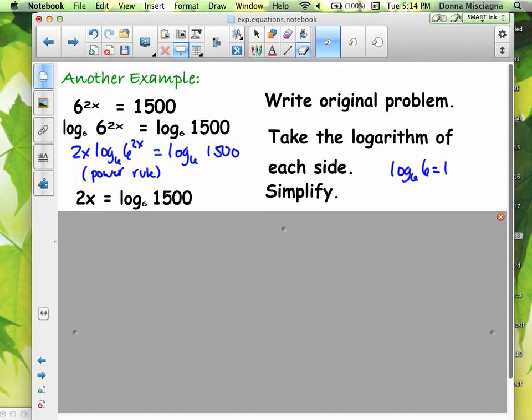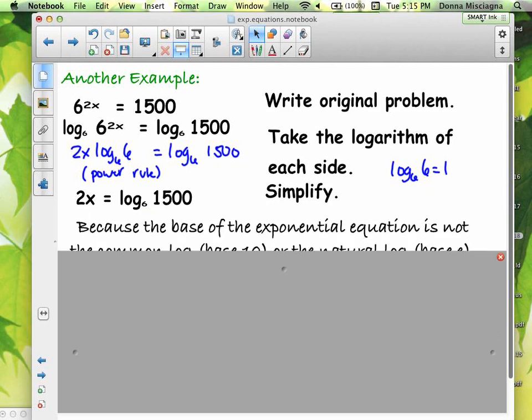It moved in front and it decided to stay there too. All right, so 2x times log base 6 of 6 equals log base 6 of 1500. That was just the power rule. We know log base 6 of 6 is just 1, so we can replace that with a 1, and you don't really need to write 2x times 1. So we have 2x equals log base 6 of 1500.